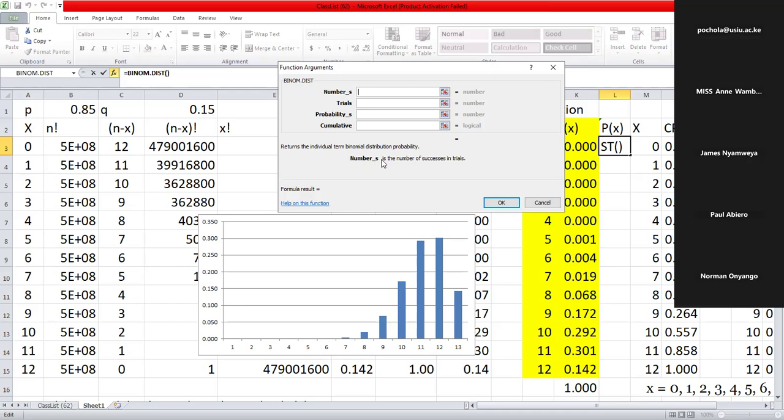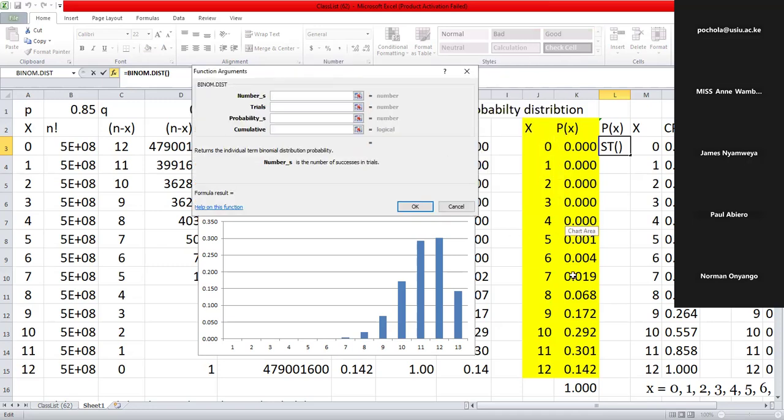Number_s: the number of successful trials. The first number of successful trials is where the cursor is, where you have x equal to 0. So I just pick where x equal to 0 is. That's the first success count, 0. Then I come here. Trials, how many were they? This guy did how many operations? 12. Yes, they have typed 12 there.